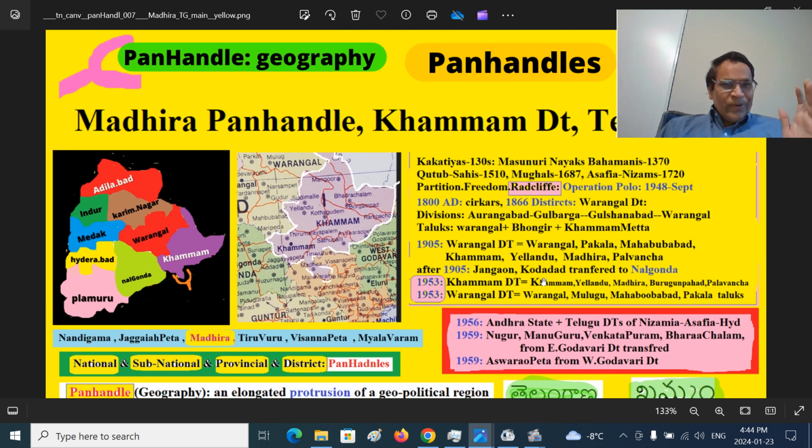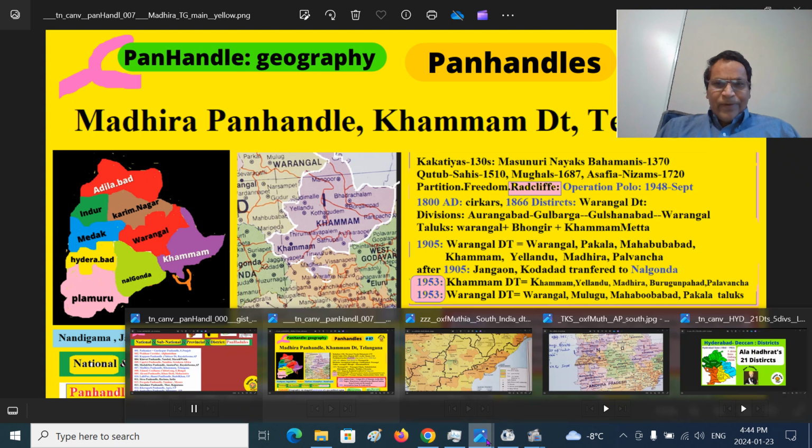So, this Madhira panhandle is surrounded by Nandigama here. I will show you a bigger map here. Nandigama, Jagayapeta, Madhira, then Tiruvuru is in Krishna district, Vissannapeta in Krishna district, and Mailavaram in Krishna, and the Kondapalli and all those regions we will see with clarity in another map.